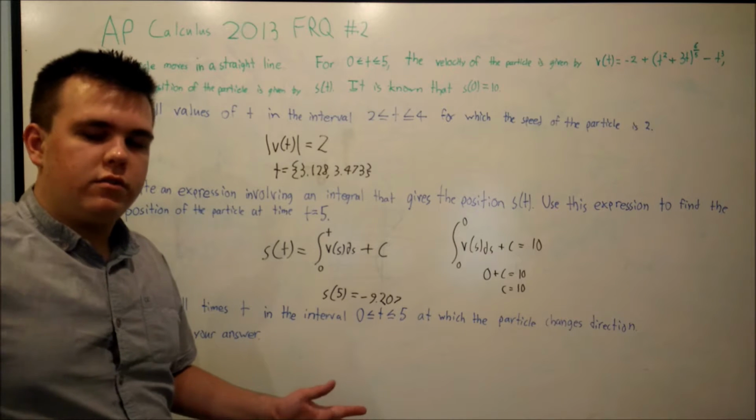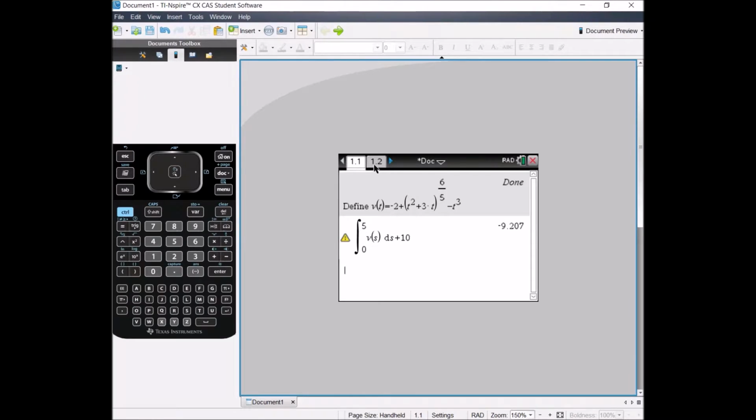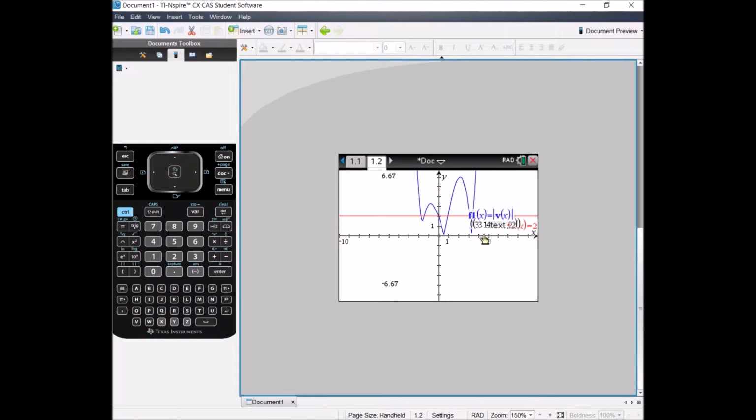That just means where the velocity changes sign, or goes from going forwards to going backwards, backwards to forwards. So to find those places, we need to go to the calculator. So if we go back to our graphing thing, we need to find places where the velocity changes sign. So that means we can get rid of all the stuff we have here. Now we just need v of x. Get rid of the absolute value business.